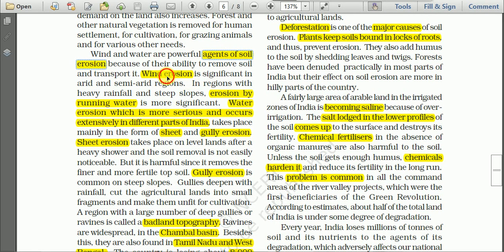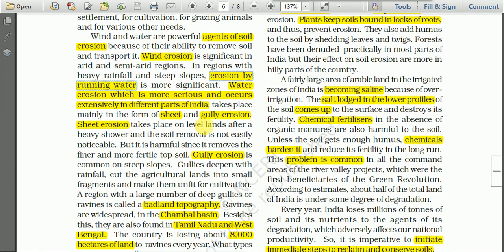So wind erosion is significant in arid and semi-arid regions. Okay, in the desert and semi-desert areas, wind erosion is significant. In regions with heavy rainfall and steep slopes, erosion by running water is more significant. So in the rainier areas and in the mountainous areas, erosion by running water is more prominent.